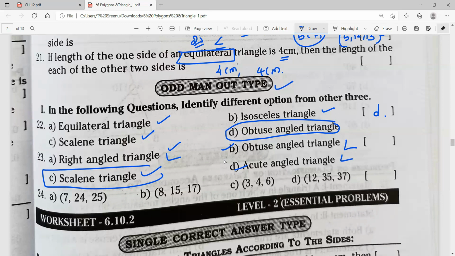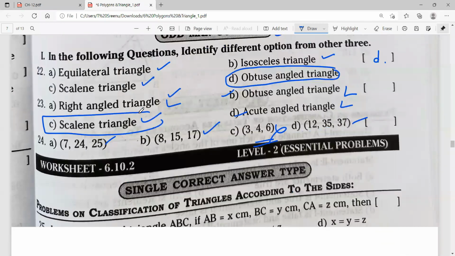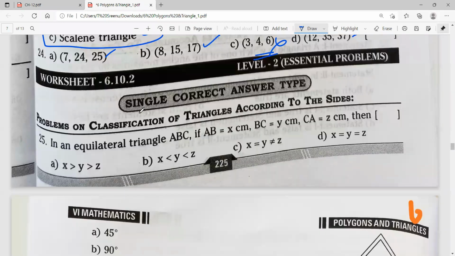And these are given like Pythagorean triplets. You can check the Pythagorean triplets. This is a Pythagorean triplet. This is not. This is yes. This is yes. So 3, 4, 6 is not a Pythagorean triplet. In an equilateral triangle, AB is equal to X, BC is equal to Y, CA is equal to Z, and obviously X is equal to Y is equal to Z.